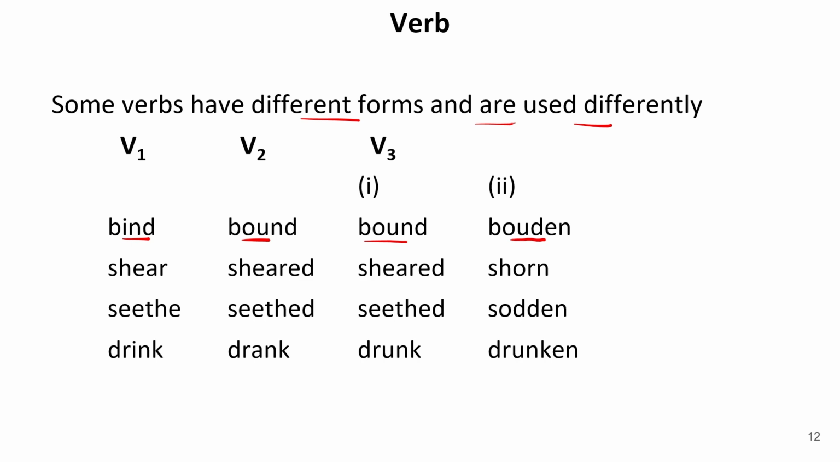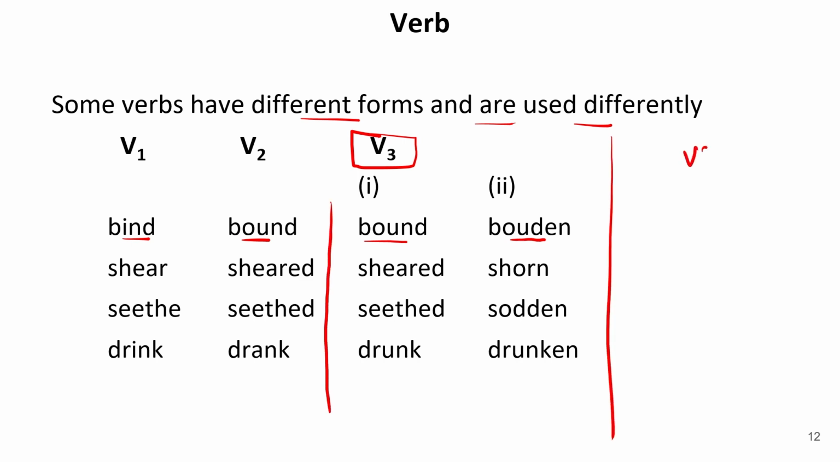Now, you might get confused that what are these two forms written in third form? We can only have one third form. No. Sometimes verbs have two different verb third forms. There is bound and bounden. Why are these two forms? Because we use third form of verb in several parts.